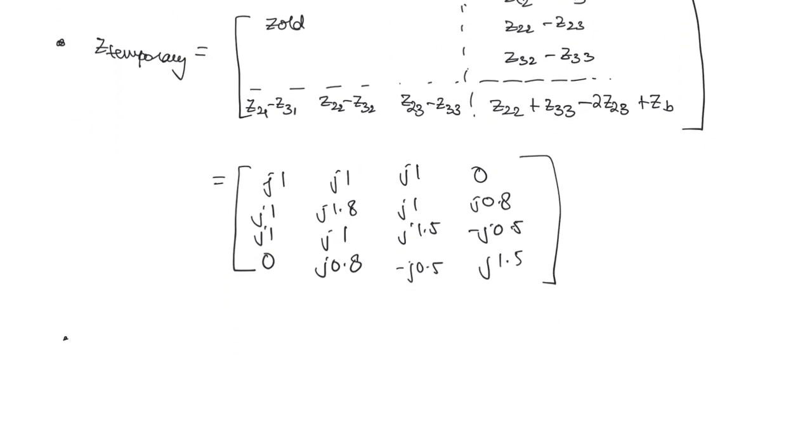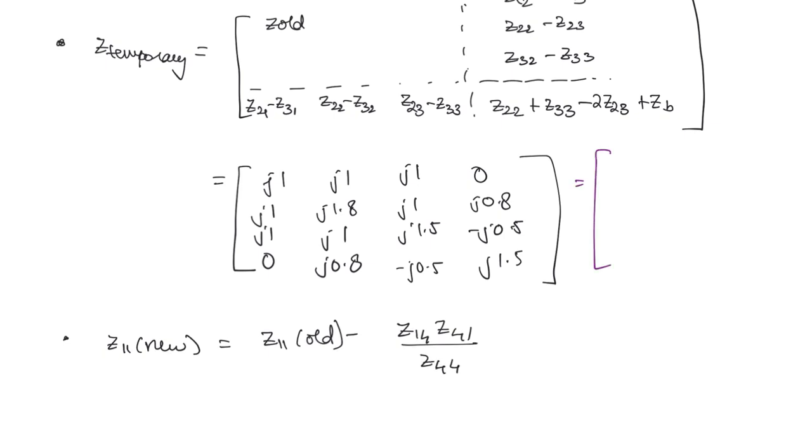Next step is to calculate each of the elements. Okay, so Z11 new, let us say. This will be what? Z11 old minus Z14 Z41 divided by Z44. Now the new variables, right? Z11, Z12, Z13, Z14 and so on like this. Okay, Z44. So appropriately you can substitute and you are going to get this Z11 new, you are going to get J1. Okay, so this is equal to J1.